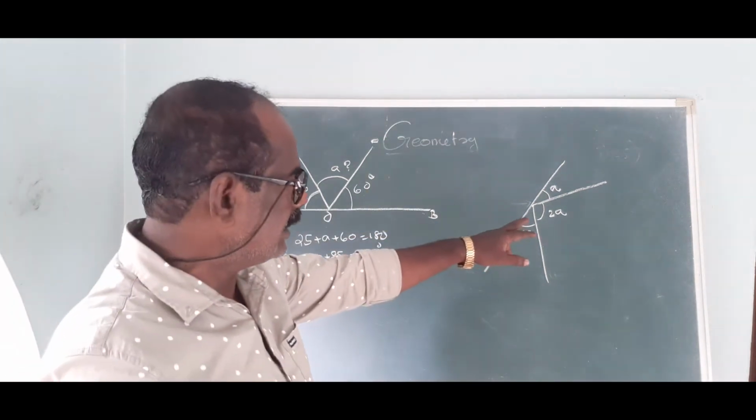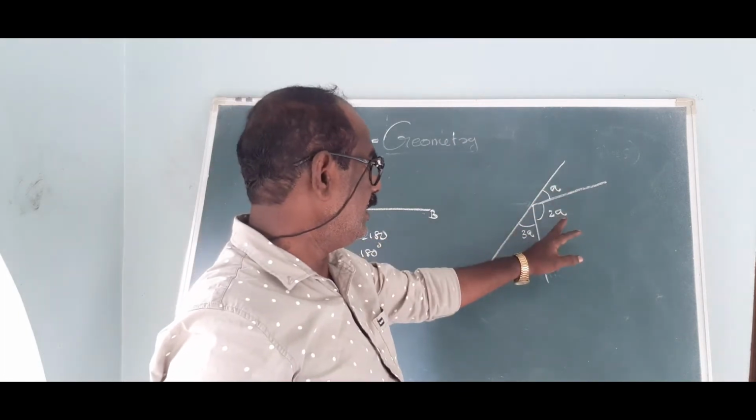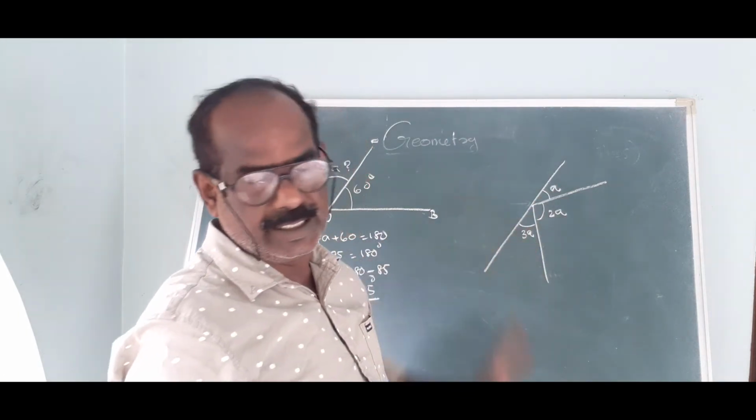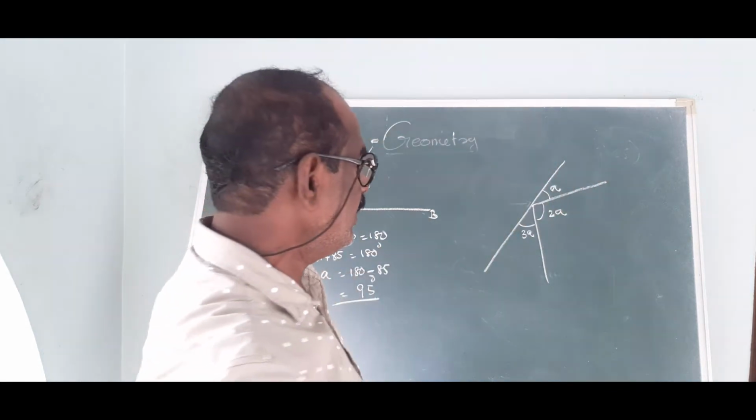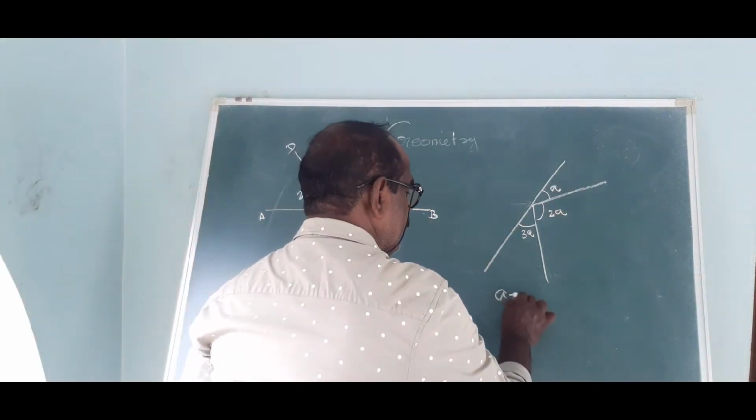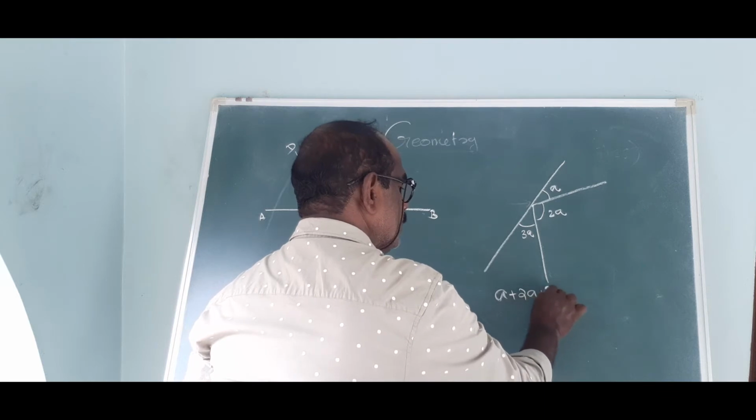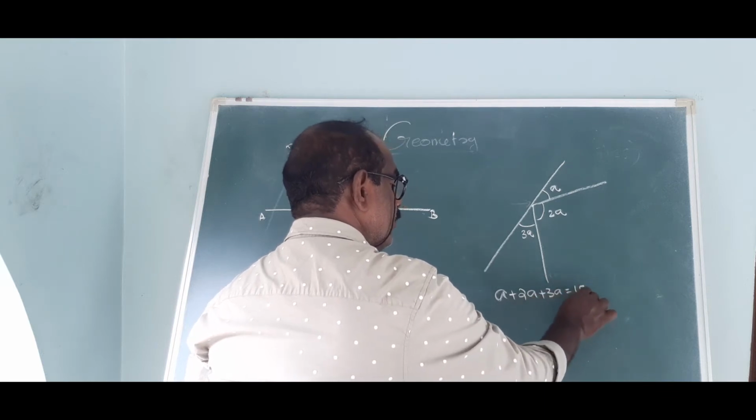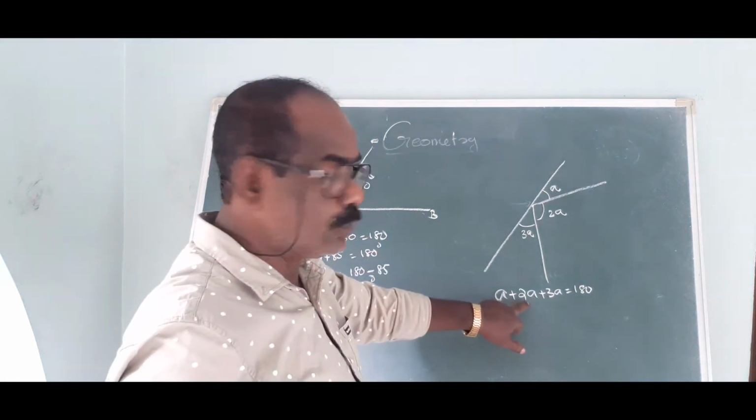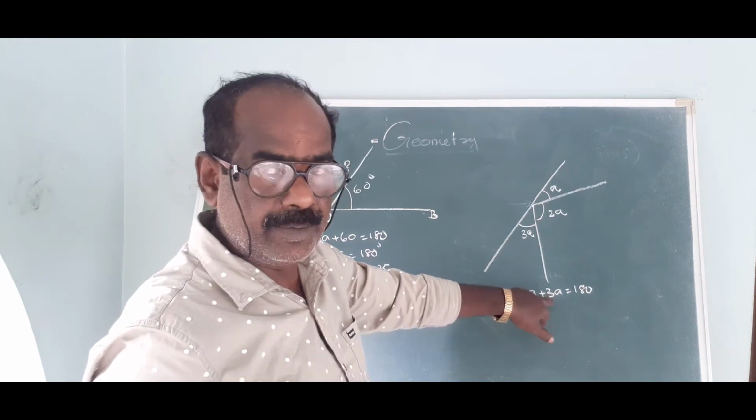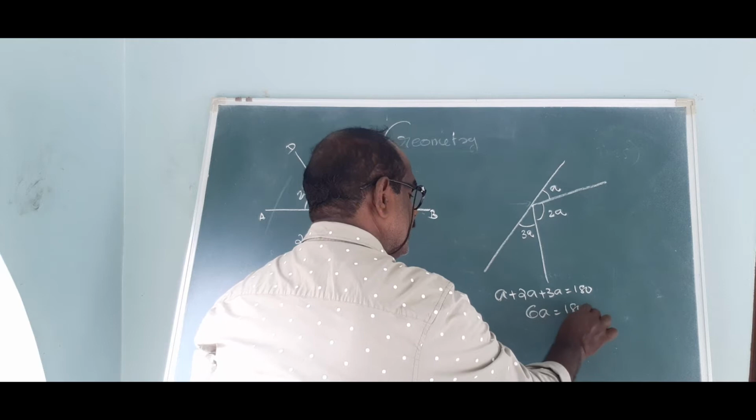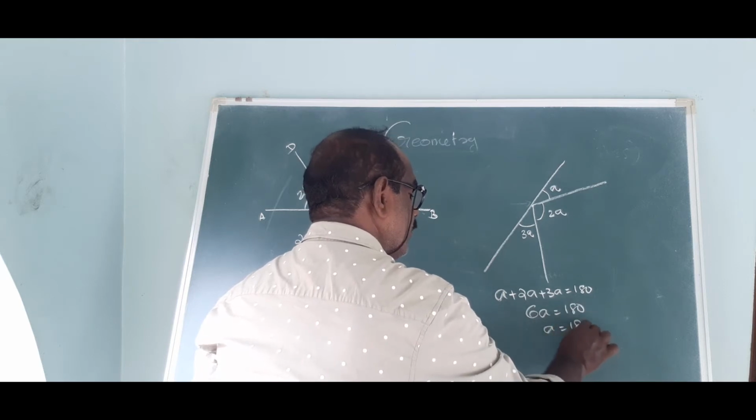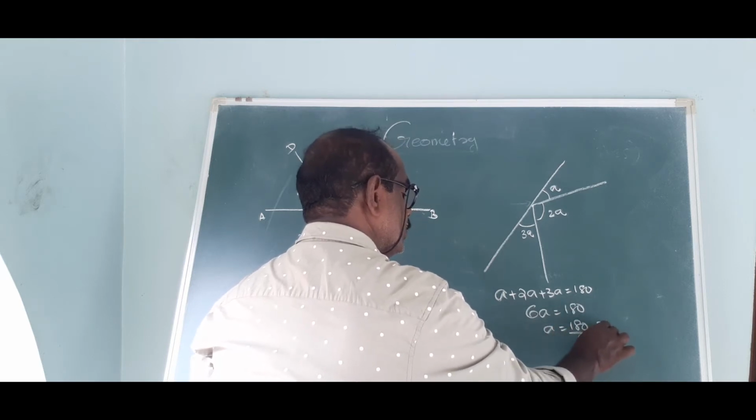Here three angles are given. One is angle A, one is angle 2A, one is angle 3A. What is each angle? So here we know that A plus 2A plus 3A is equal to 180. A plus 2A is equal to 3A. 3A plus 3A is equal to 6A. 6A is equal to 180. A is equal to 180 by 6, that is equal to 30.